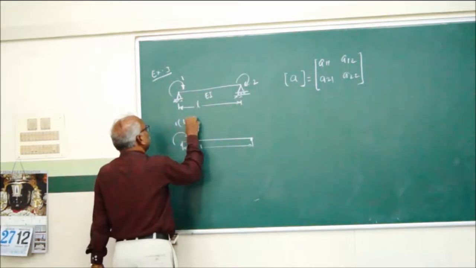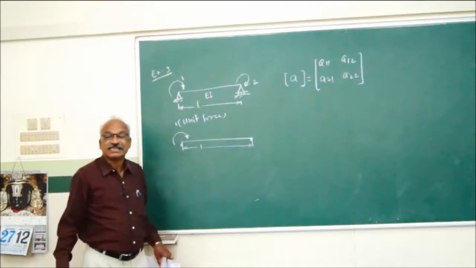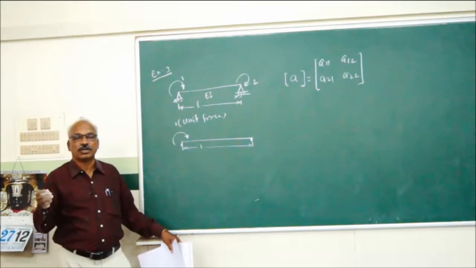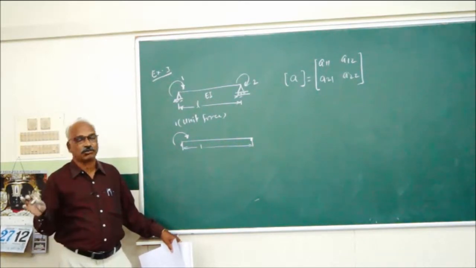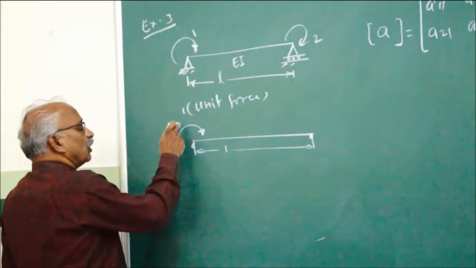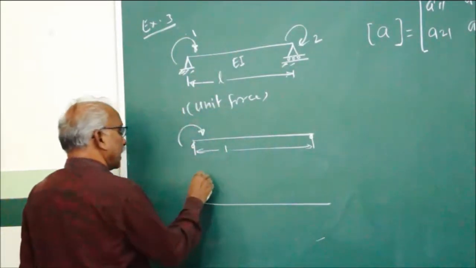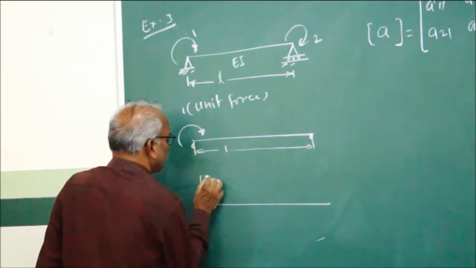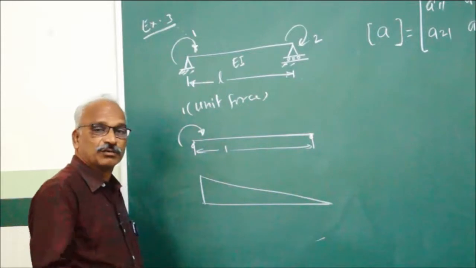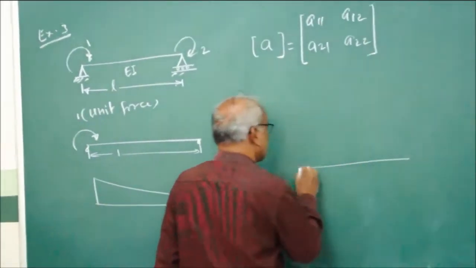You know, we are following generalized coordinates. This stands for a moment. Moment is also considered as a force in generalized coordinates. Now, when you apply unit force here, the moment diagram will be a triangle, maximum 1 here and 0 there. So if you want to check it, this is the moment.